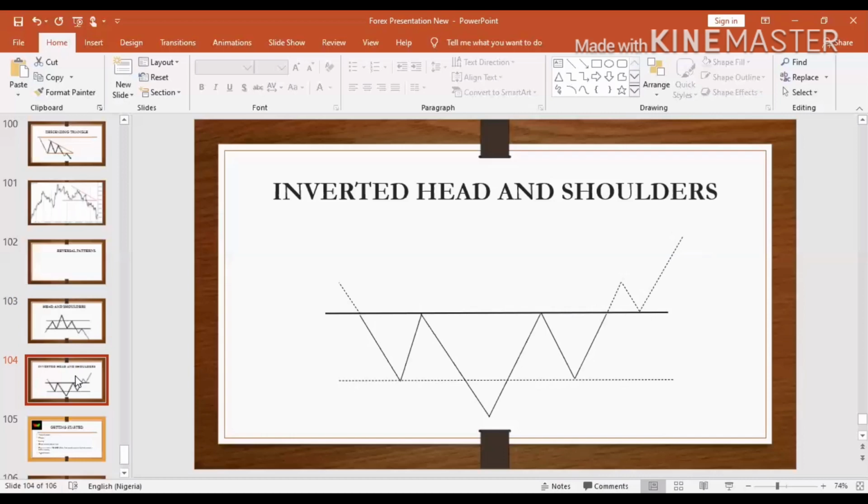So let me explain now. Price is coming down. Price comes down, down, down, and then price hits this zone, hits this resistance, and then price bounces back up and hits.